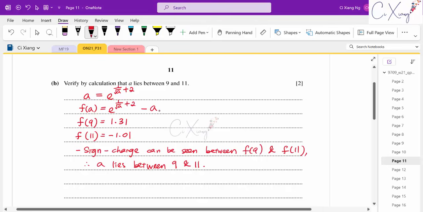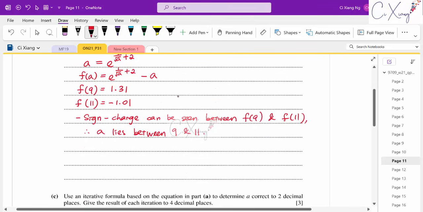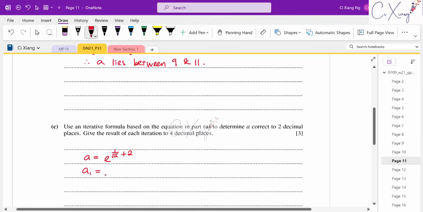You can actually substitute any value, but you can refer to this one because you know that your root is between 9 and 11. That means for your initial value, you can use any value close to these two numbers. Then it's easier for you to get the answer using the iteration formula. Since I know that it is between 9 and 11, maybe I want to take the center value. So I will take my initial value as A1 equals to 10.